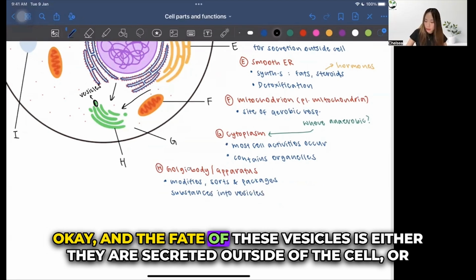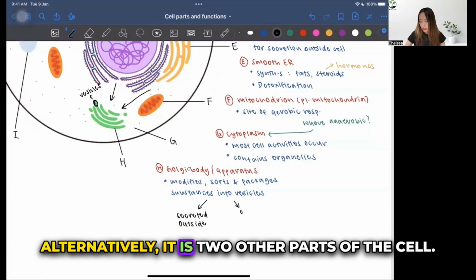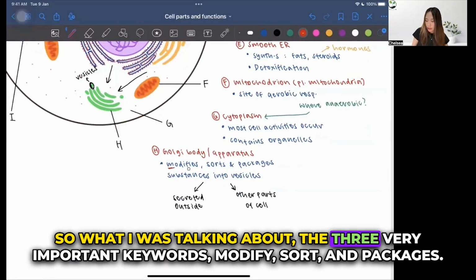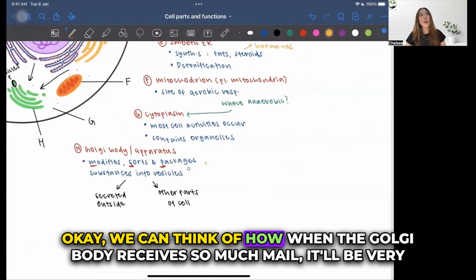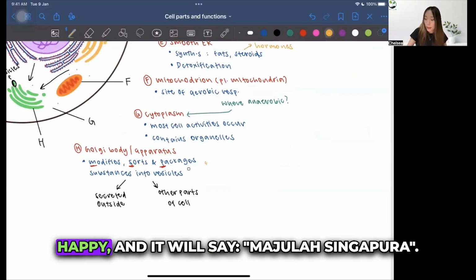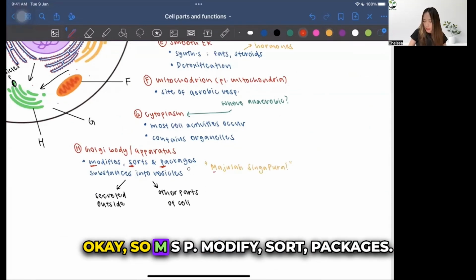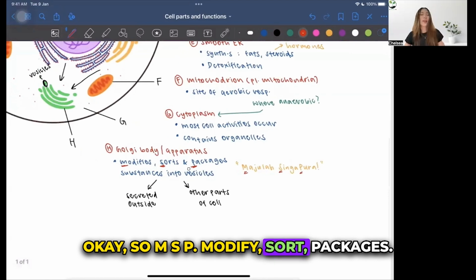The fate of these vesicles is either they are secreted outside of the cell, or alternatively, they go to other parts of the cell. So what I was talking about, the three very important keywords, modify, sort, and package. How are you going to remember them? We can think of how when the Golgi body receives so much mail, it'll be very happy, and it will say, Majulah Singapura. So MSP: modify, sort, package.